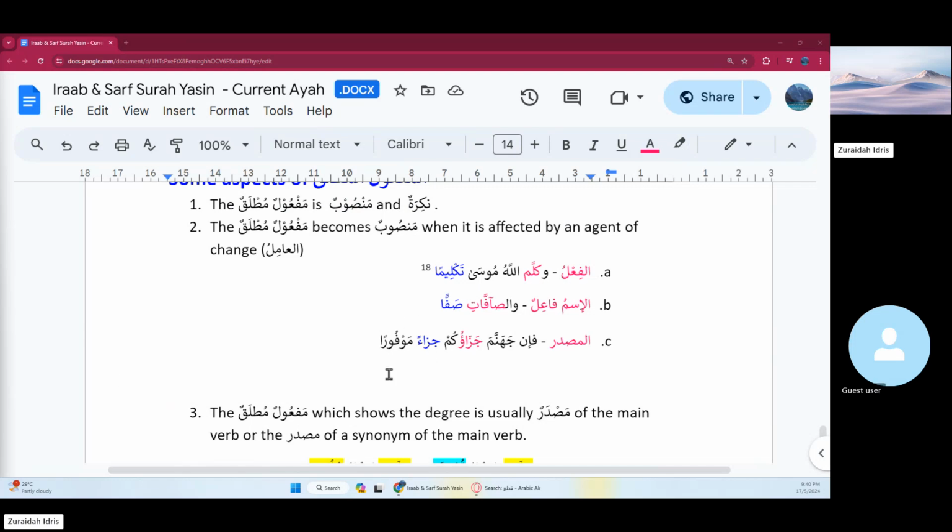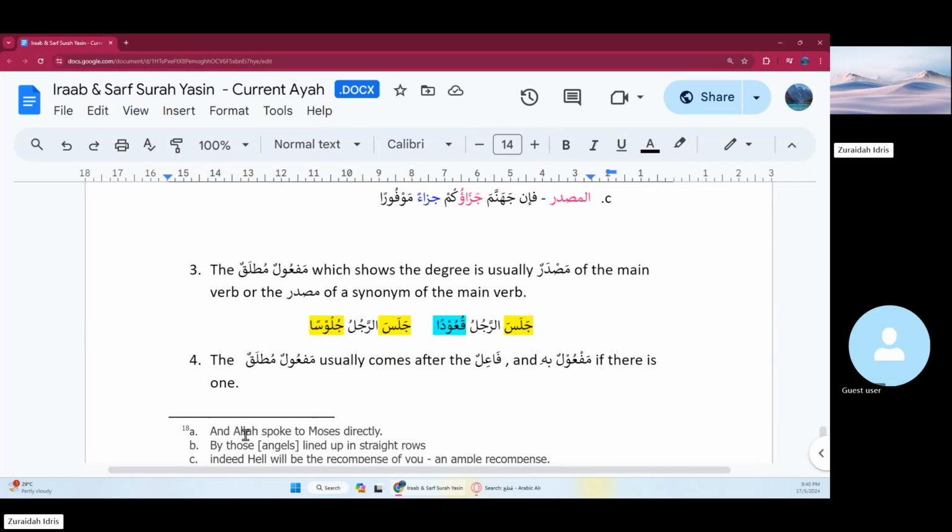So if we were to translate it, I think if I translate it, you would probably understand. Oh, I know, I put the translation down here. Yeah, so an ample recompense. Mawfura is ample. Jaza'a is the reward or recompense. This mawfura means a lot. A lot. Okay.